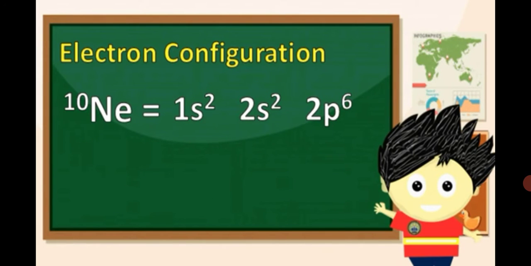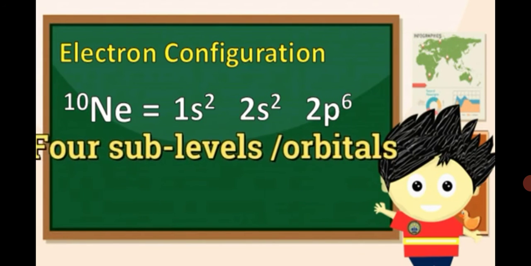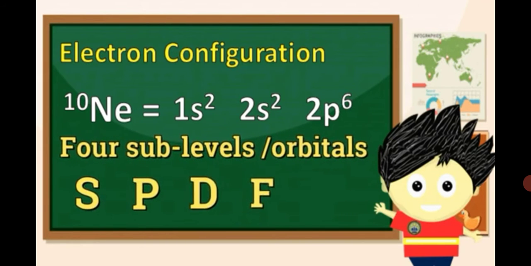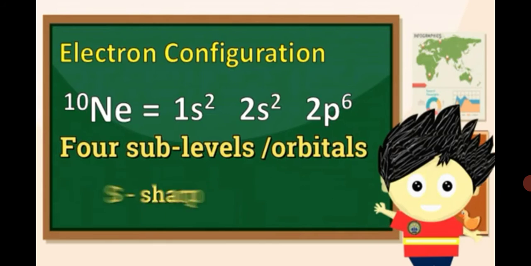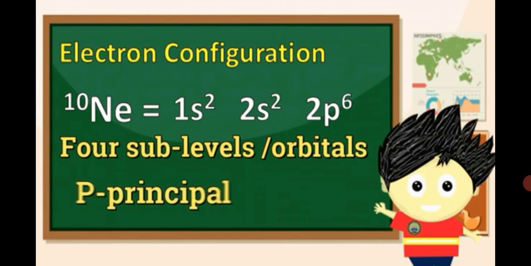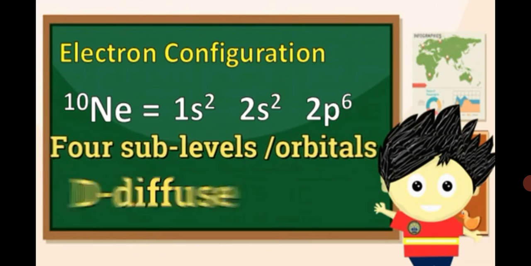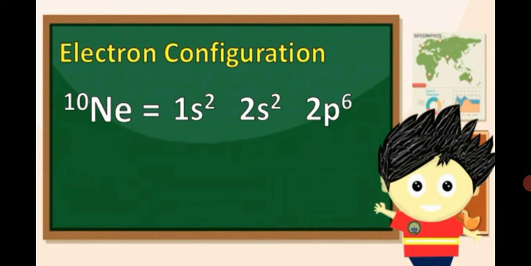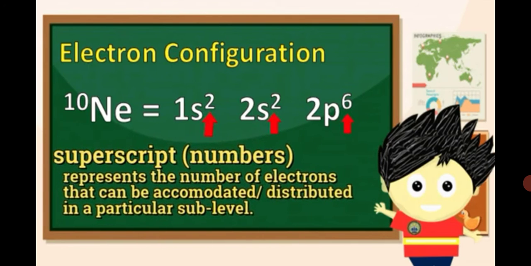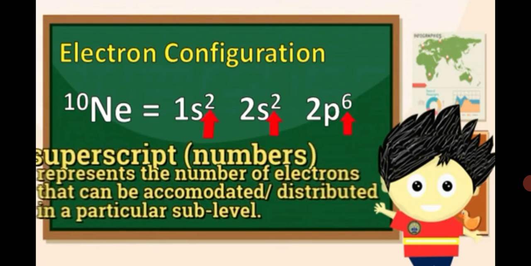Meron tayong 4 na uri ng sublevels. Yun ay ang S, P, D, at F, kung saan ang S ay tumutukoy sa sharp, P for principal, D for diffuse, and F for fundamental. Superscript represents the number of electrons that can be accommodated in a particular sublevel.